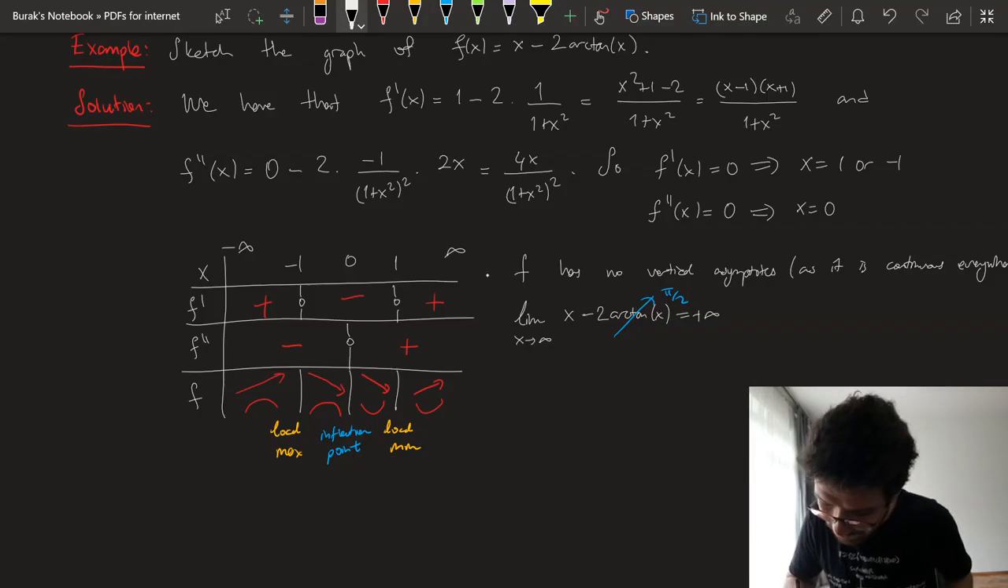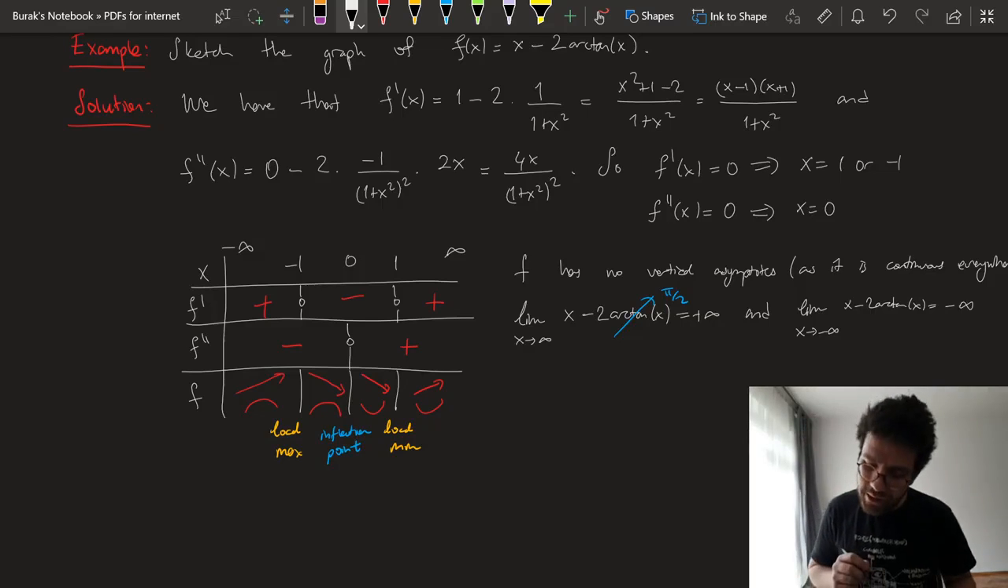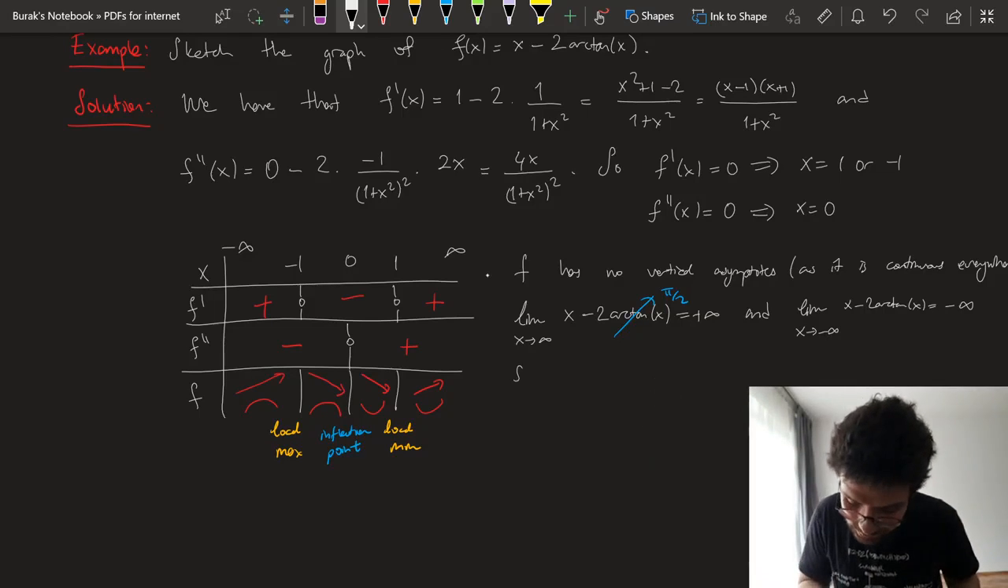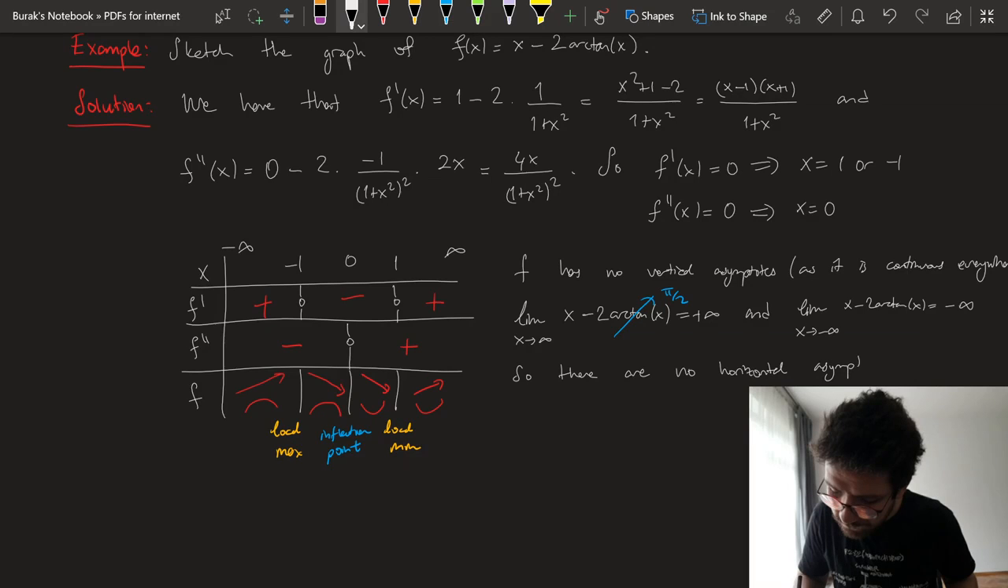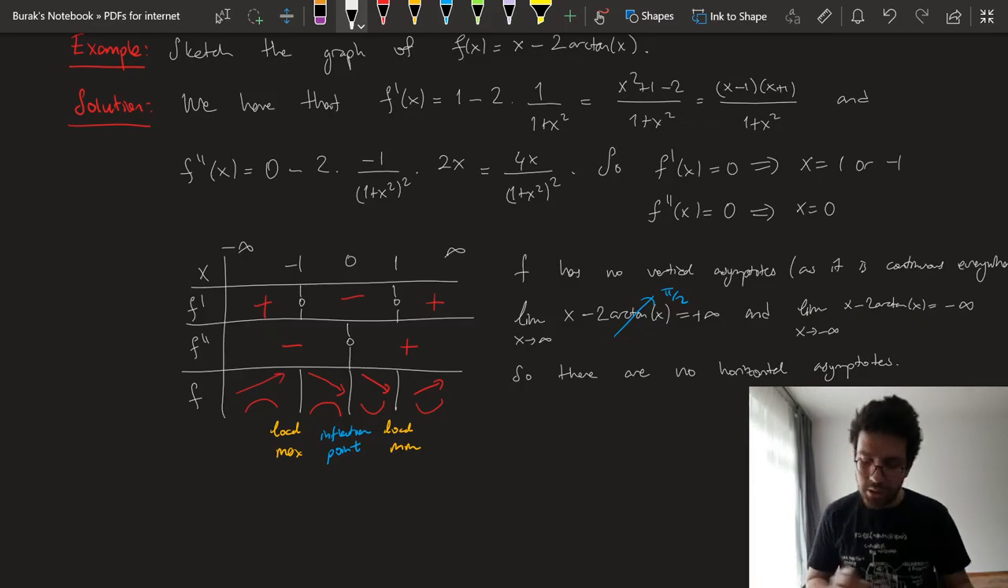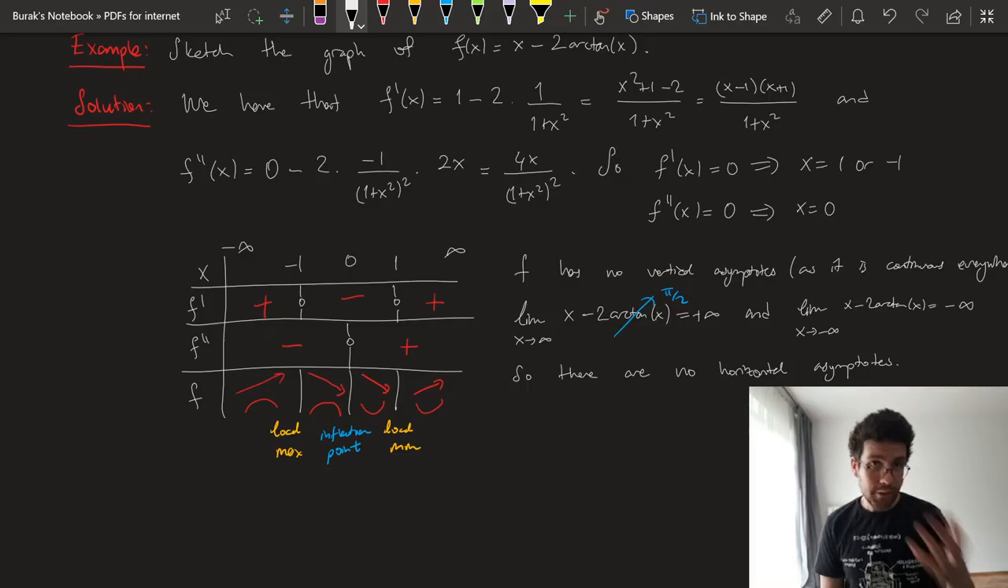So we have that, and I should also check the limit at negative infinity, and this will be negative infinity as well. So there are no horizontal asymptotes. Okay, I don't have any vertical asymptotes. I don't have any horizontal asymptotes.